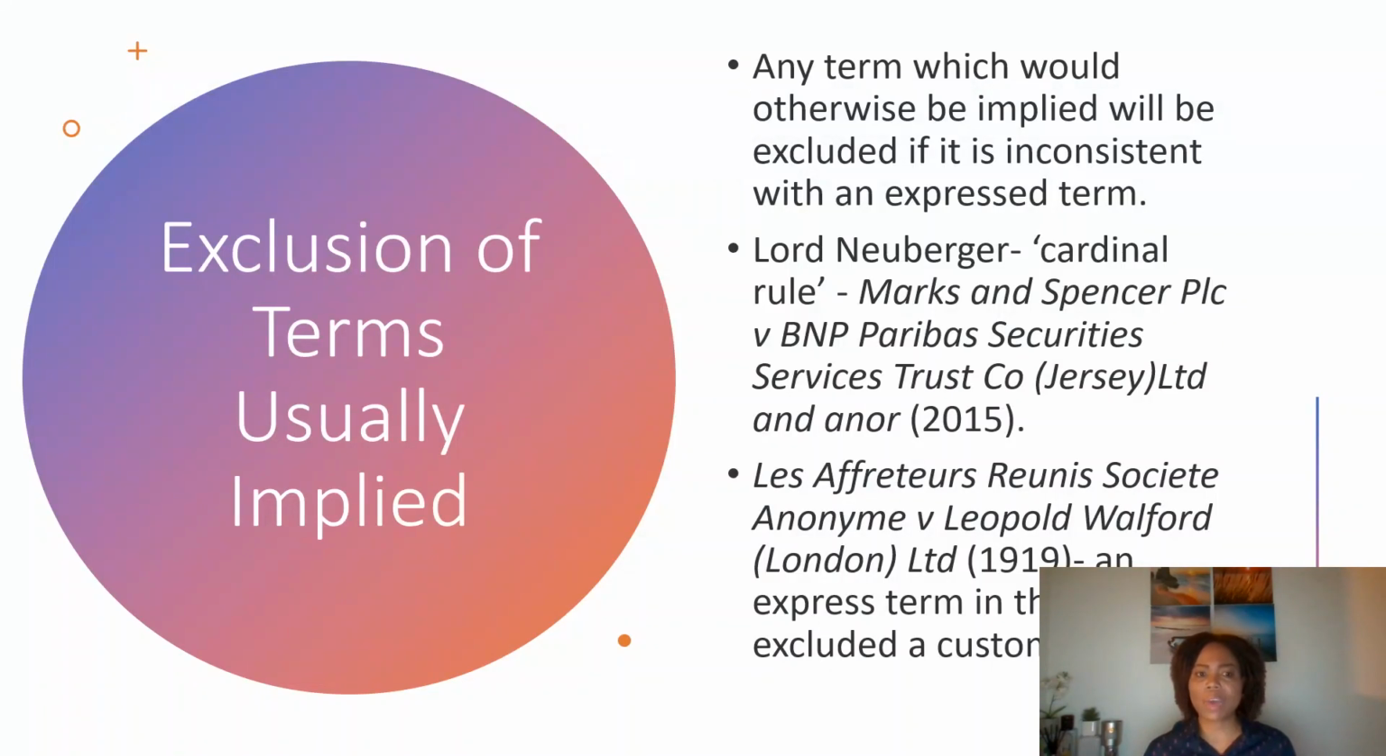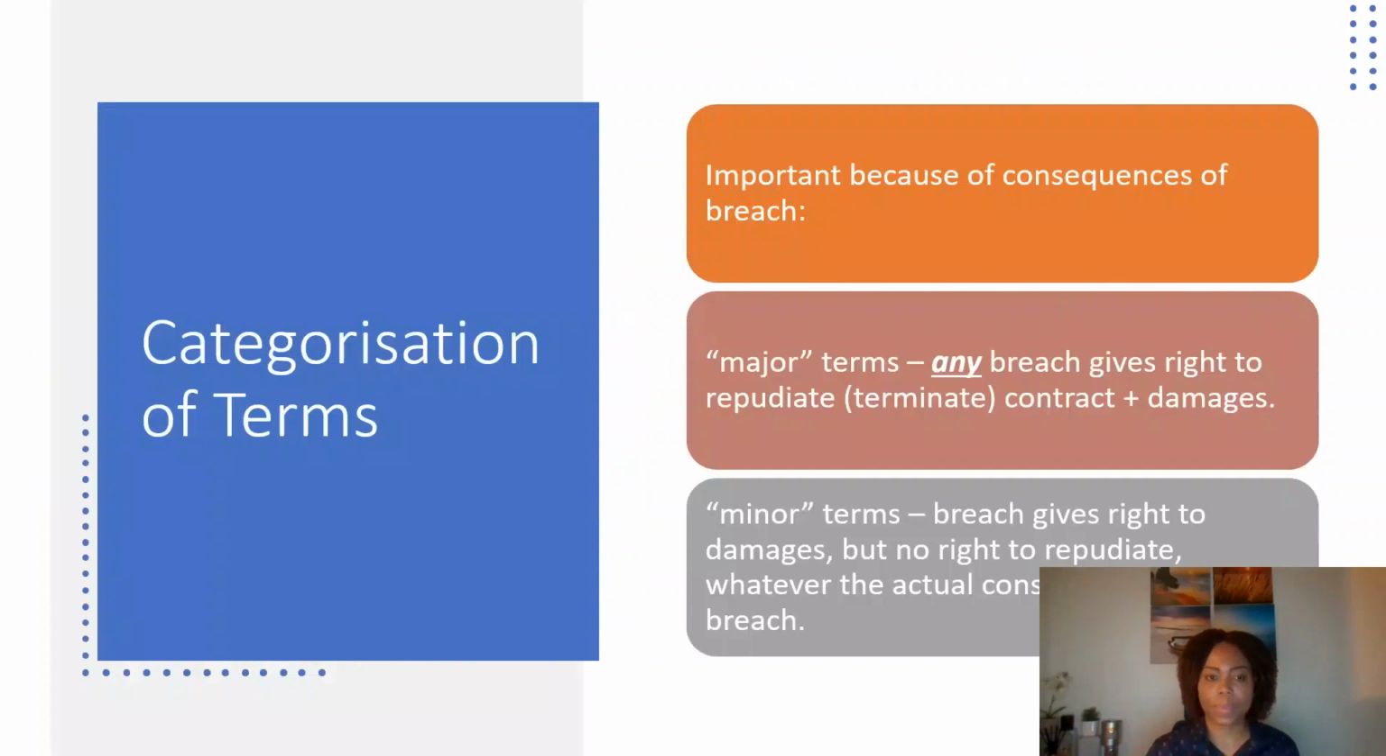Now to the issue of exclusion of terms usually implied. The position of the law here is that any term which would otherwise be implied will be excluded if it is inconsistent with an expressed term. And this was said to be a cardinal rule by Lord Neuberger. And in the case of Lesser Fruitary Units, an express term in the contract excluded the application of a customary term. Now on to categorization of terms.